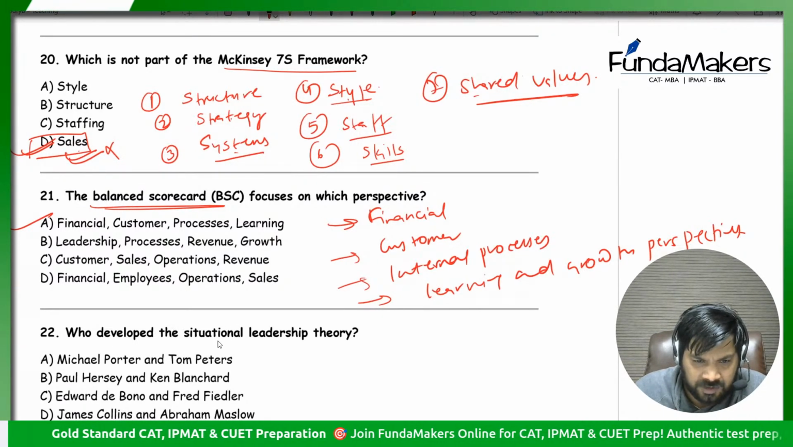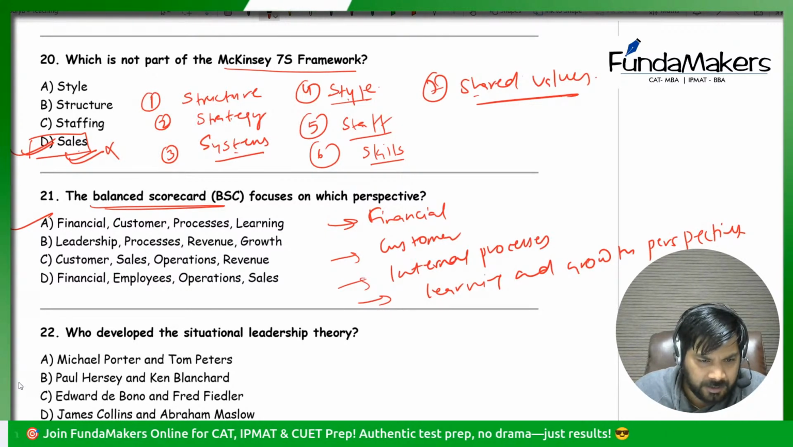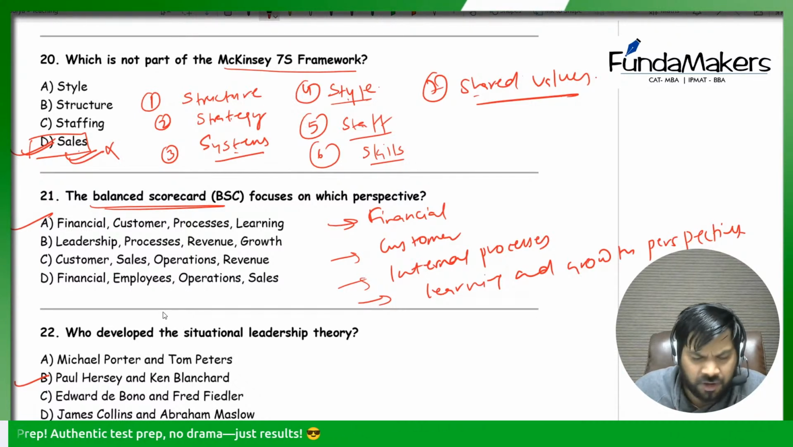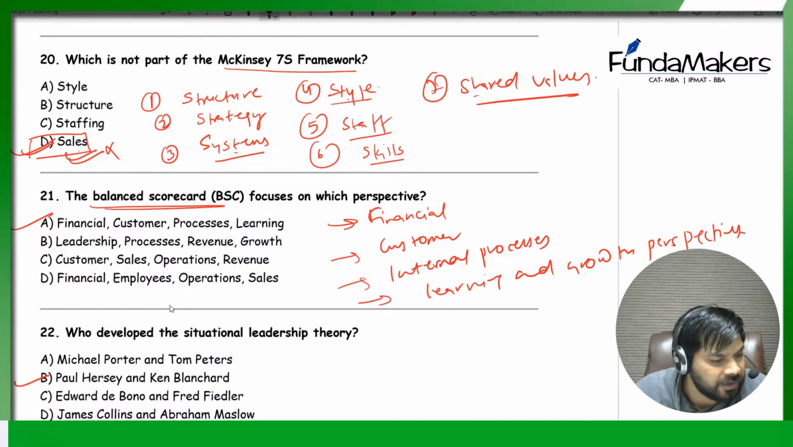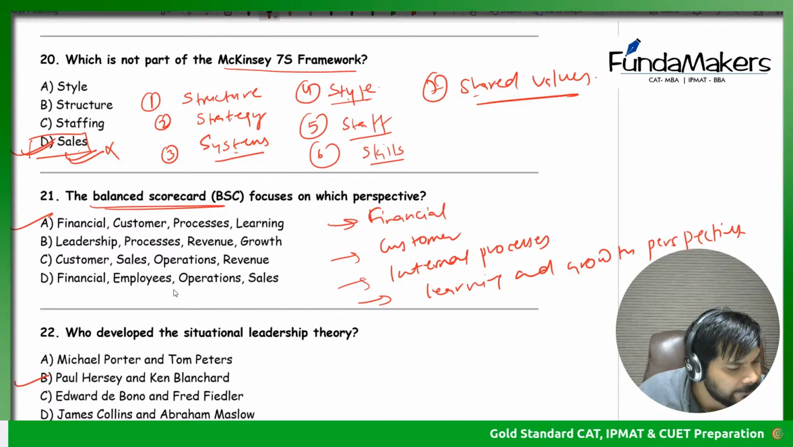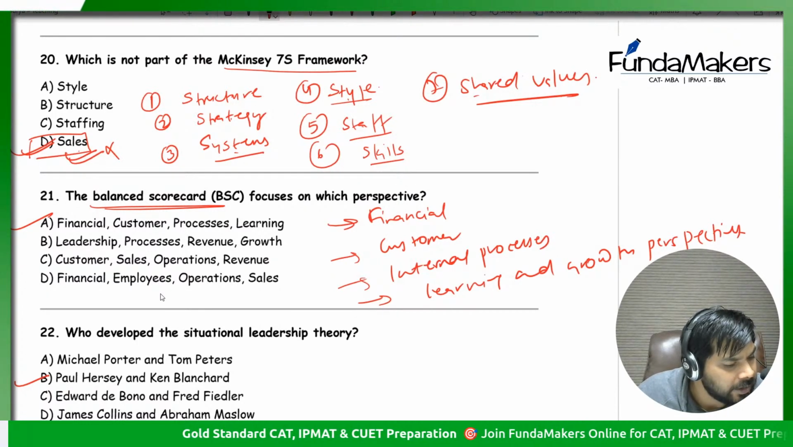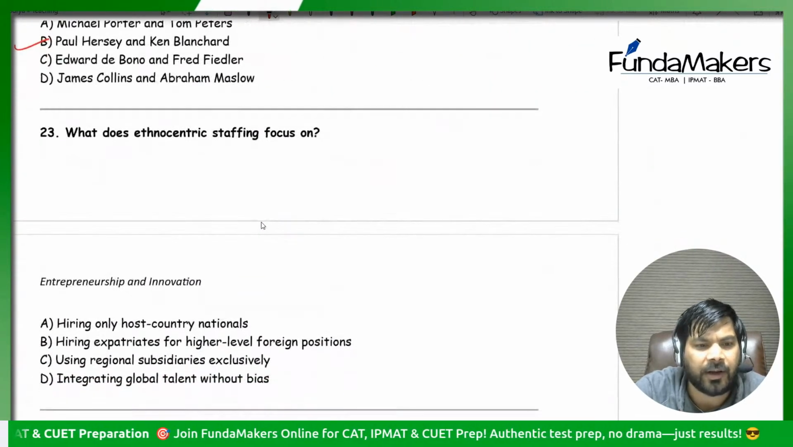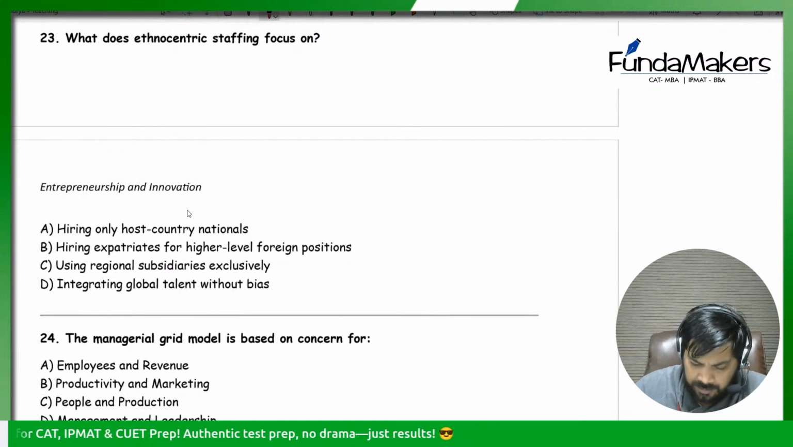Next, who developed situational leadership theory? So situational leadership theory was developed by Paul Hersey and Ken Blanchard, right? And this basically emphasizes leadership adaptability, right? Like how mature the team is, whether they can handle situations, so kind of that thing. Okay. Next. Who developed the situational leadership theory? I already told you.